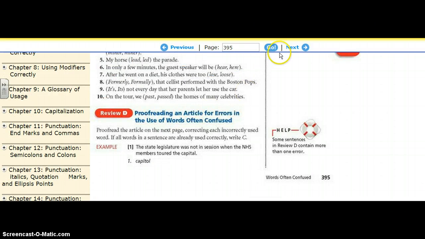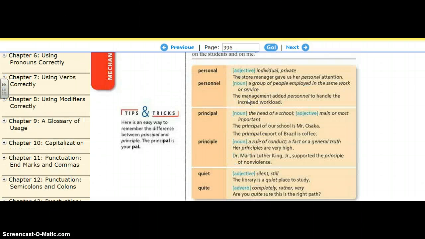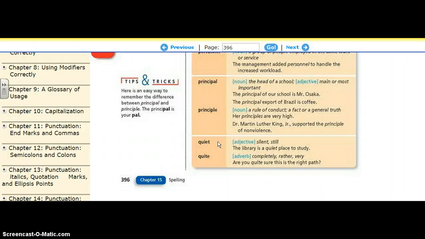We will not do review D, so moving on to page 396. I want you to pick up with the homonyms personal and personnel. We have principal and principal, meaning 2 different things, of course. Please take a moment to acquaint yourself with that. And quiet and quite. Many students are using quite instead of quiet in their writing. So please know the difference and be expected to know how to use it in a sentence.